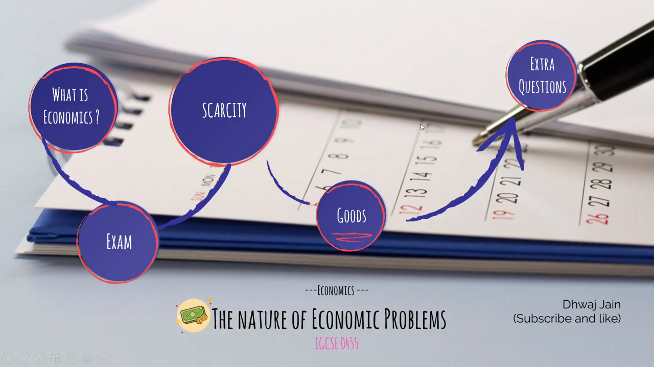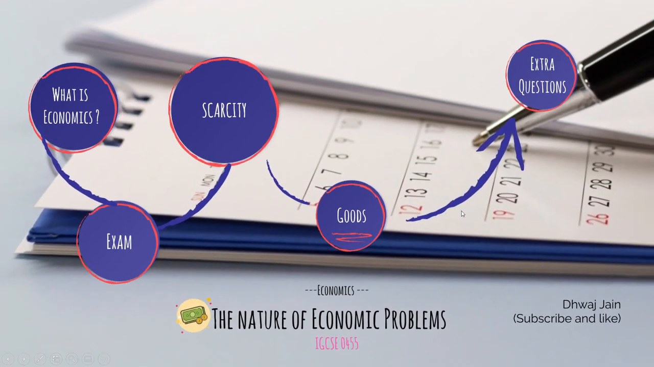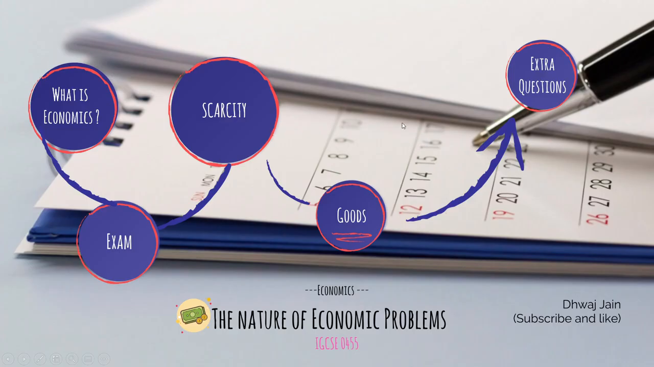Anyways, let's get started. Let's see what is the first chapter of our course: the nature of economic problems. Before starting the course, we need to understand what is the meaning of the subject. What is economics? The branch of knowledge concerned with production, consumption, and transfer of wealth, which mainly has production, distribution, and consumption. As we go ahead with our course, we will understand this meaning bit by bit.